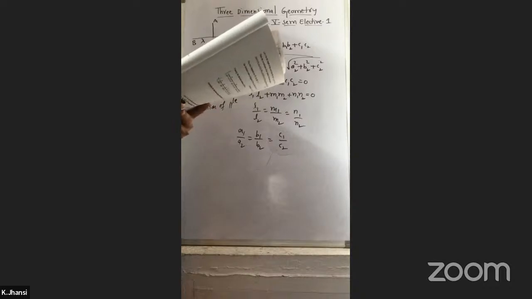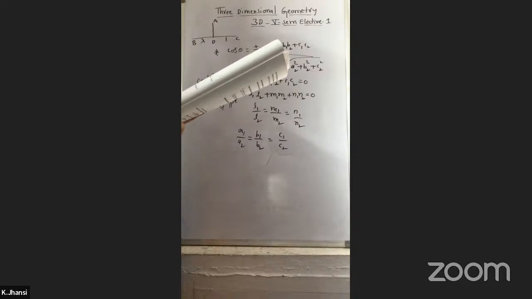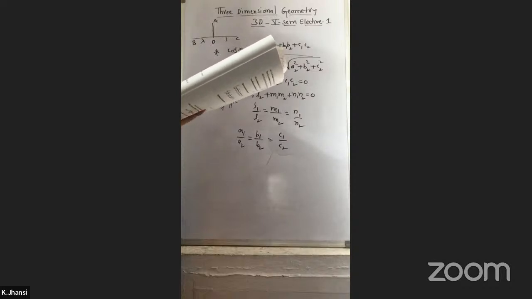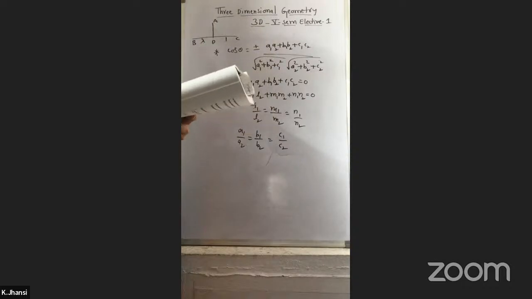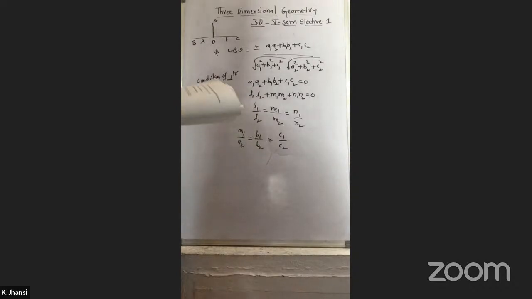Next, page number 30, exercise 1.9.4. A line makes angles alpha, beta, gamma, delta with the diagonals of a cube. Prove that cos square alpha plus cos square beta plus cos square gamma plus cos square delta equals 4/3. This is the 10 marks question you will get in section B. The first question will be from this unit only, and it is a 10 marks question.